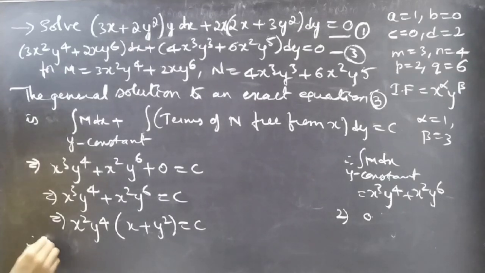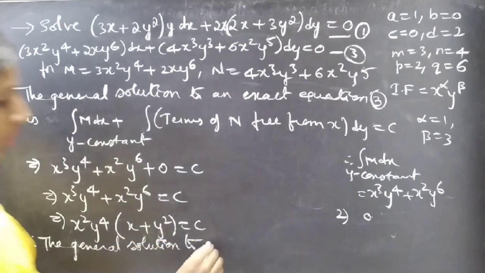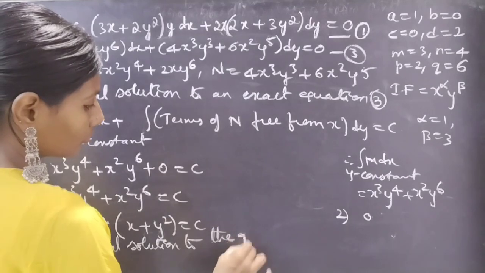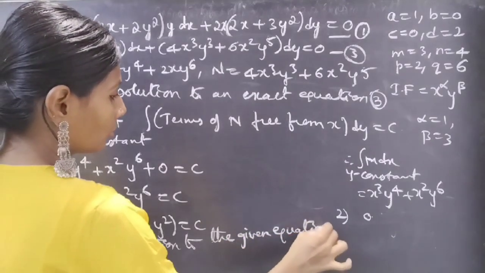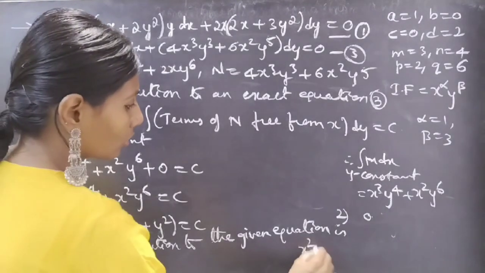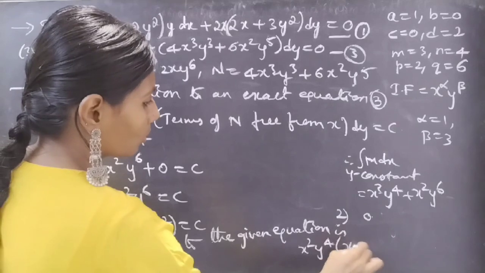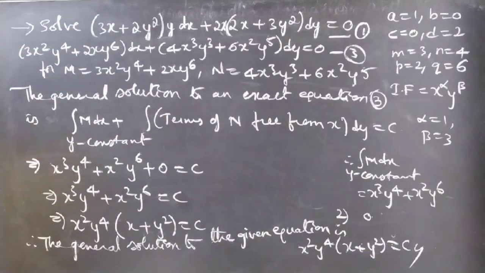Therefore, the general solution to the given equation is x square y power 4 into x plus y square equal to c.